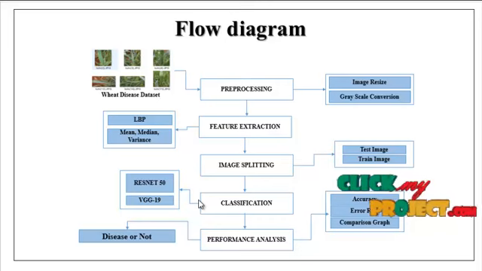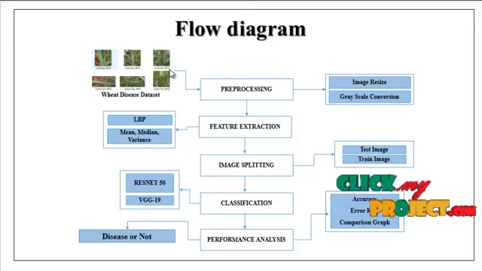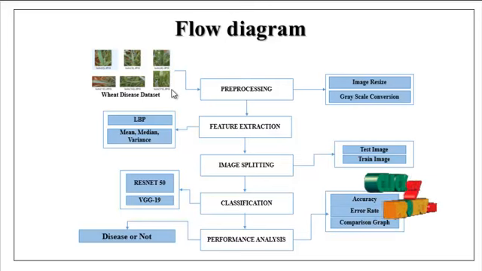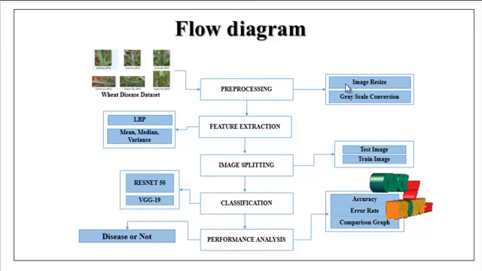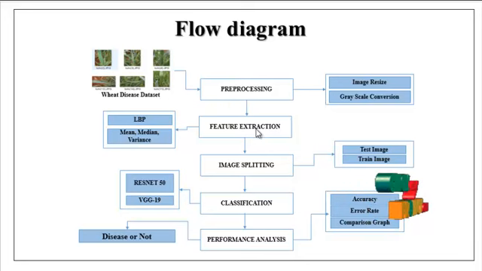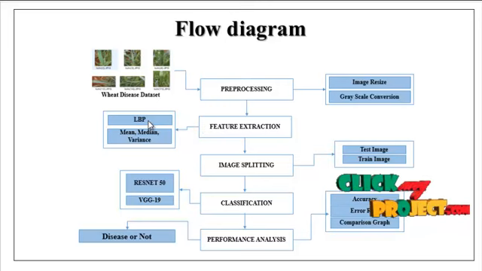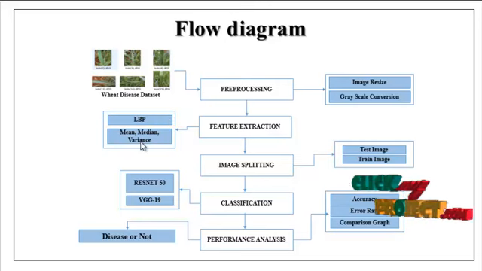This is the flow of our project. We need to collect a dataset, the wheat disease dataset. So we choose one input image from our dataset. The chosen input image is carried to the pre-processing step, where we resize the original image and apply grayscale conversion. The pre-processed image is carried to the feature extraction module. Here we extract features such as local binary pattern, mean, median and variance.